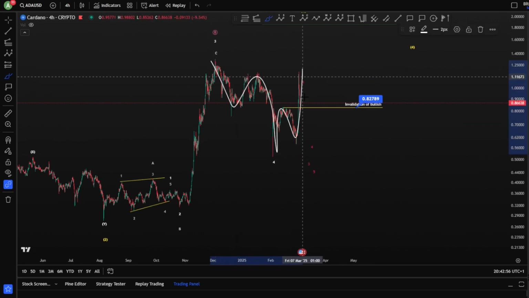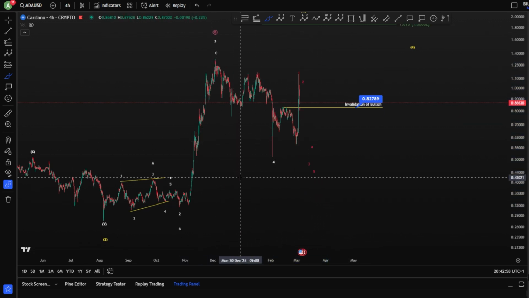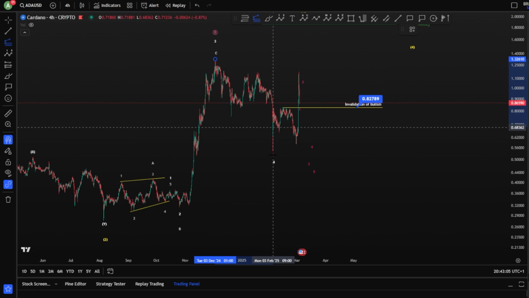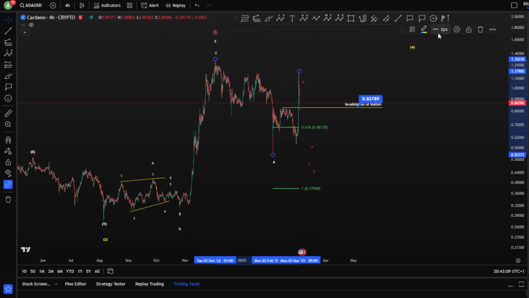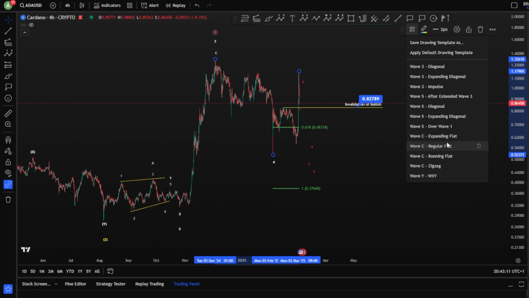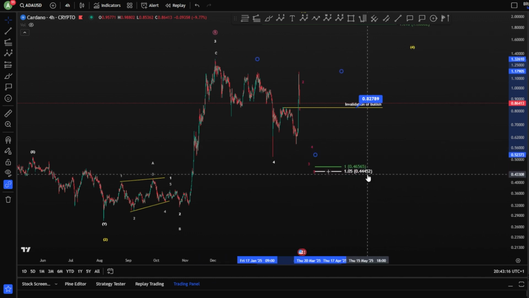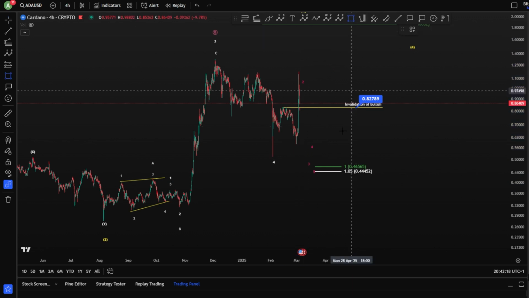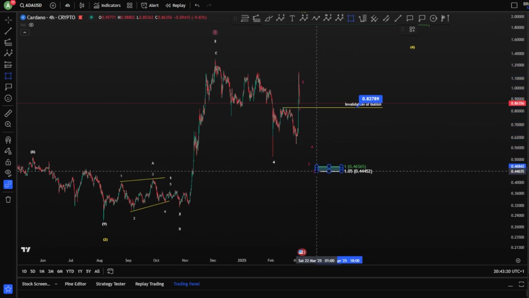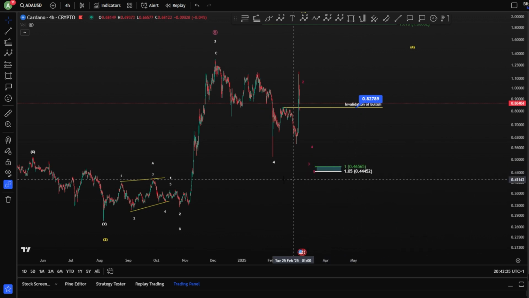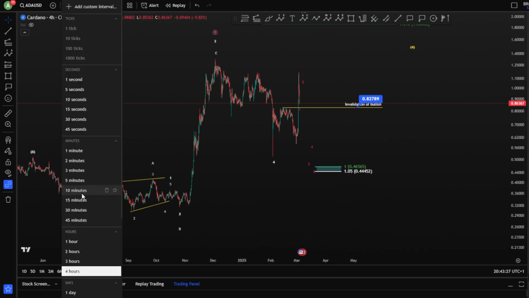So three waves down, three waves up, impulse towards the downside. Our targets are the following. If we are here in a flat, we are looking, of course, for a wave C. As in a regular flat, wave C, we're looking for these targets exactly here, where you want to finish your impulse at least with a 1-to-1 fib level: 1.05, 0.46, 0.44. So these are the scenarios.